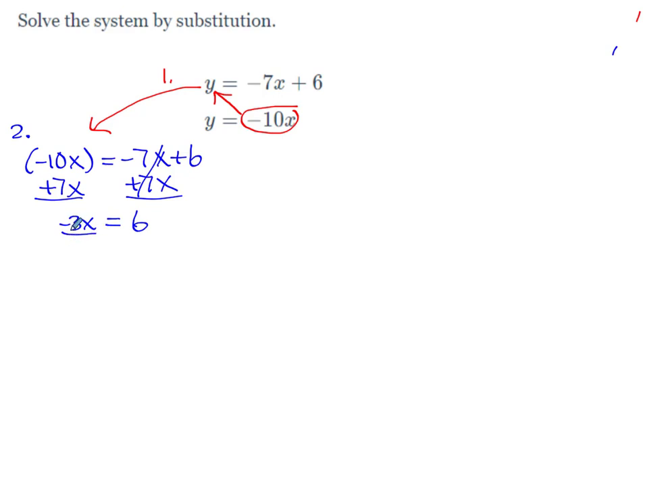To get rid of negative 3 times x, we'll divide by negative 3 on each side. And I have x is equal to negative 2.